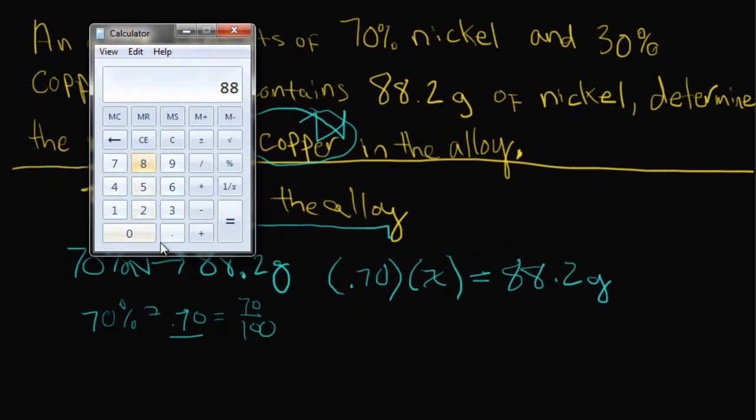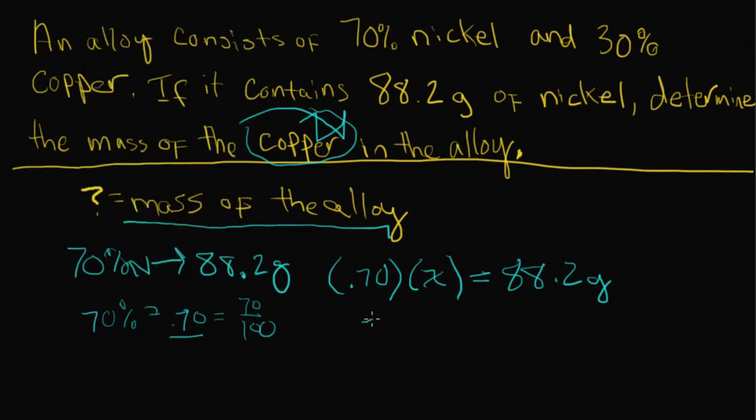So 88.2 divided by 0.7, it's 126. So we know that the mass of the alloy is actually 126 grams total. So we have the final bit of information we needed. So now all we have to do is solve for how much mass of the copper is in the alloy.